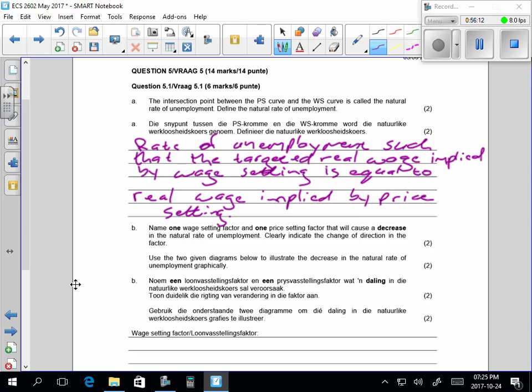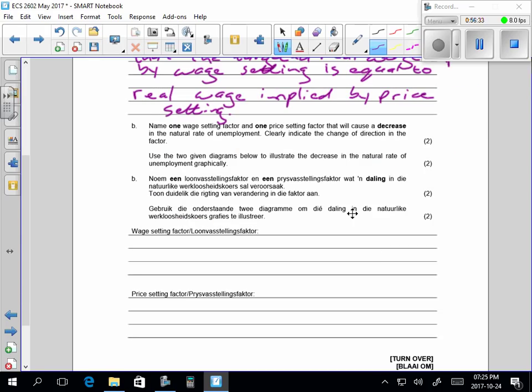In your labor market, you've got your wage setting relation, where workers bargain for nominal wages, and you've got your price setting relation, which is from the firm's point of view, with their markup. So you need to know what factors would shift both of those curves. Name one wage setting factor and one price setting factor that will cause a decrease in the natural rate of unemployment. Clearly indicate the change and the direction of the change.